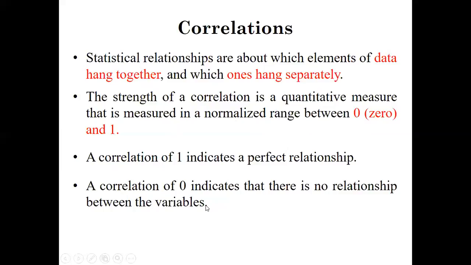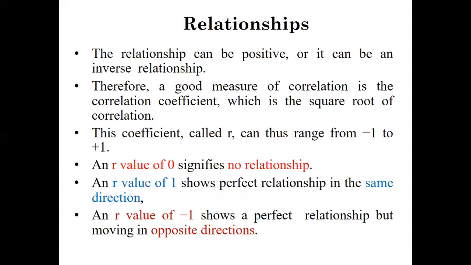So the relationship can be positive or negative. Positive means, for example, if one variable value increases, the other variable value also increases. Negative means if one variable value increases, the other variable value decreases. It is opposite. That is negative, an inverse relationship.